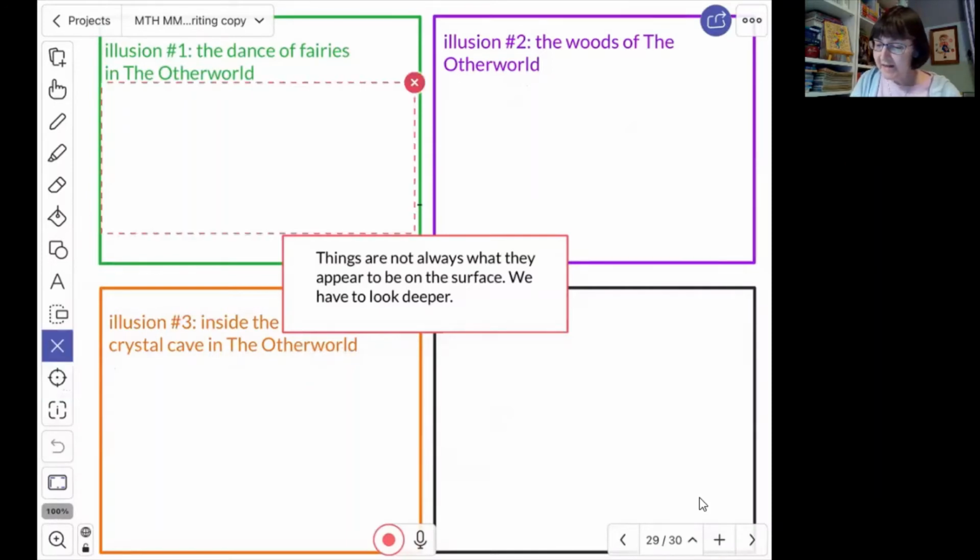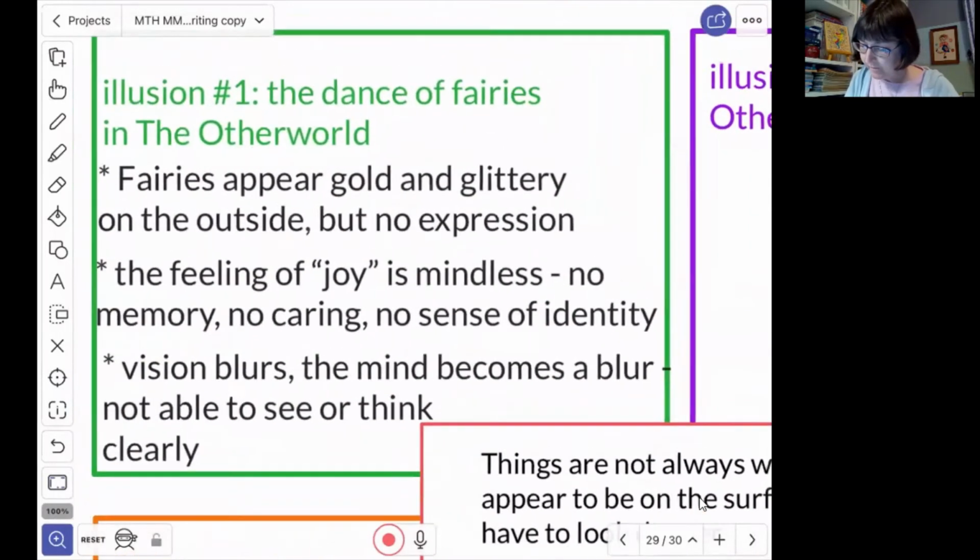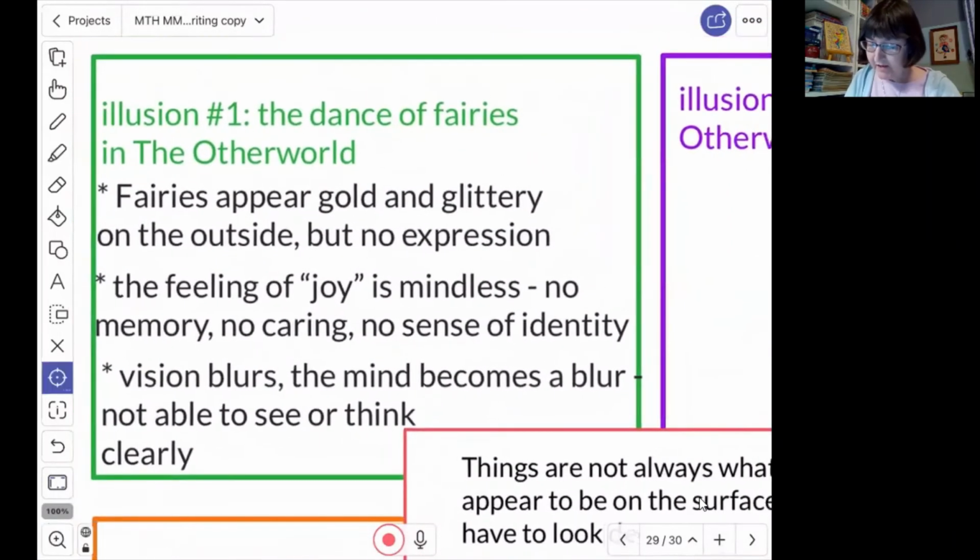So looking at the dance of the fairies, I said, okay, they appeared gold and glittery on the outside, but had no expression. The feeling of joy seemed mindless. If there's no mind, remember, less means you don't have it, without it. So if you don't have your mind, then you can't have a memory, you can't care about anything, you can't even have a sense of who you are. That's your identity. No sense of identity.